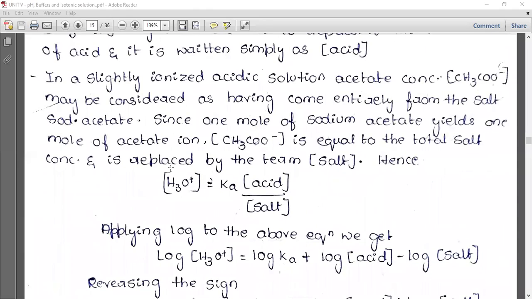Okay, to this particular equation, if we try to apply log, what do we get? Log H3O plus is equal to log Ka, and this is in the form of log m by n. Log m by n is nothing but log m plus log n. Am I right?